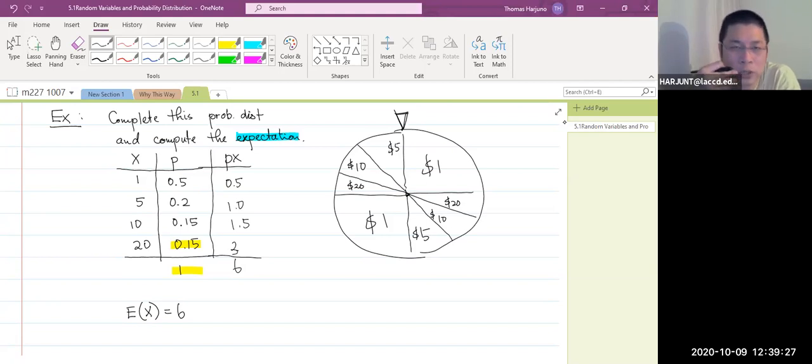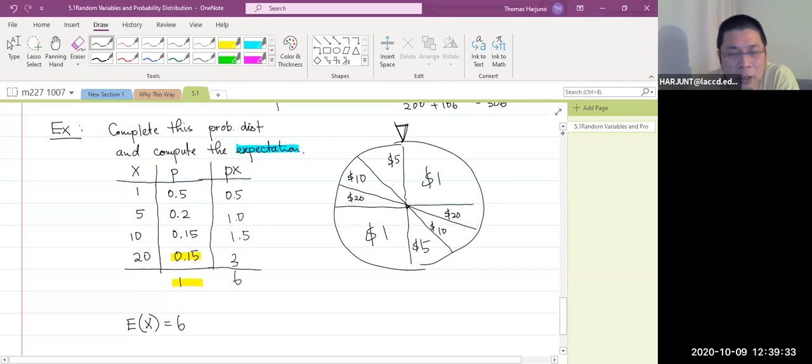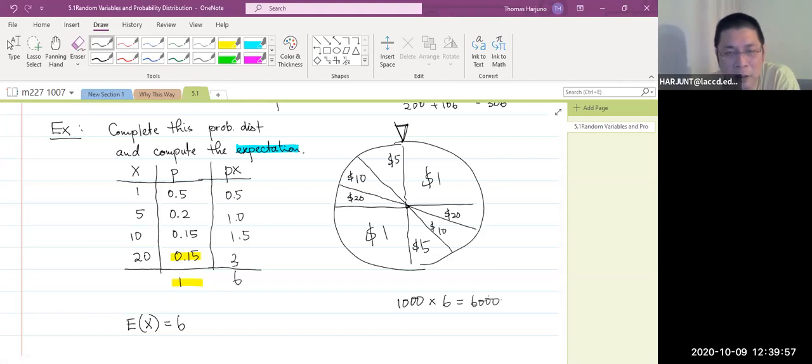Okay, now suppose later on we play this game and we spin it 1,000 times. Then what is the total number we get, or total money being spent out? Then we expect that to be $6,000. If you spin it 1,000 times, then we expect the dealer to provide the money, will spend $6,000, the expected value is $6,000.